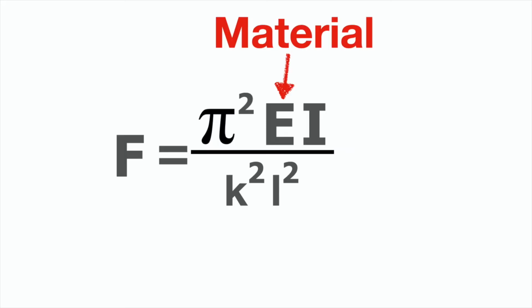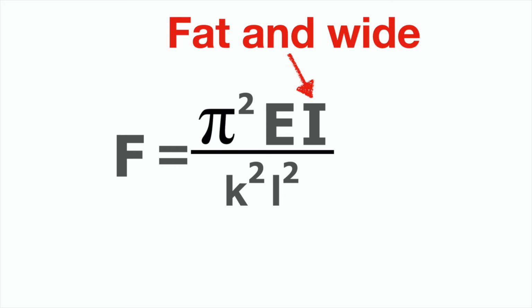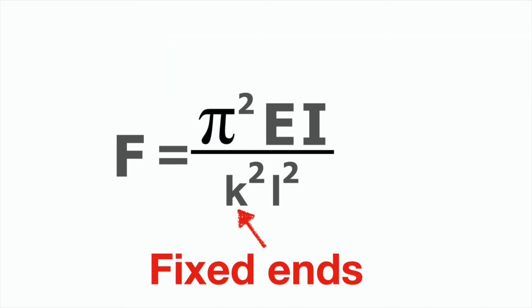So we can look at each variable in the equation and see how could we change it to make this equation bigger. So if we pick a stronger, stiffer material, then it would be stronger. If we have a larger moment of inertia by picking a fat and wide object, for example, a really big tower, a big wide tower would be stronger. Down on the bottom, we can pick fixed ends and we can reduce the length.